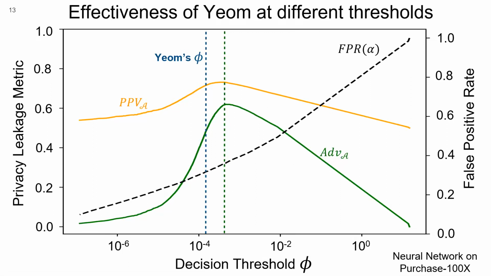We can find better thresholds for the Yeom attack using our threshold selection procedure. For instance, here we show the threshold that maximizes the advantage metric. We note that the minimum false positive rate of Yeom is 10%, so it does not work for smaller false positive rates.